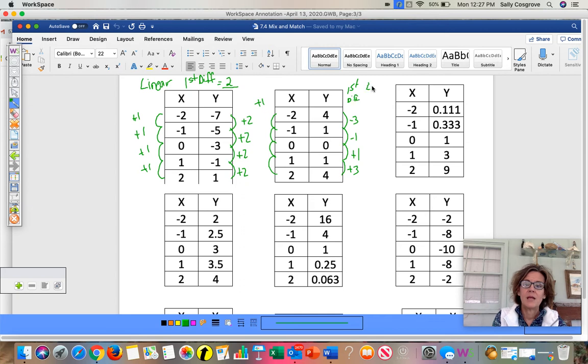And now let's check the second differences. From -3 to -1, I'm increasing 2 right here, aren't I? From -1 to +1, I'm increasing 2. From 1 to 3, I'm increasing 2. So what do we notice? Well, the first differences are not the same, but the second differences are the same. Which type of function has the same second differences? That's right, quadratic.